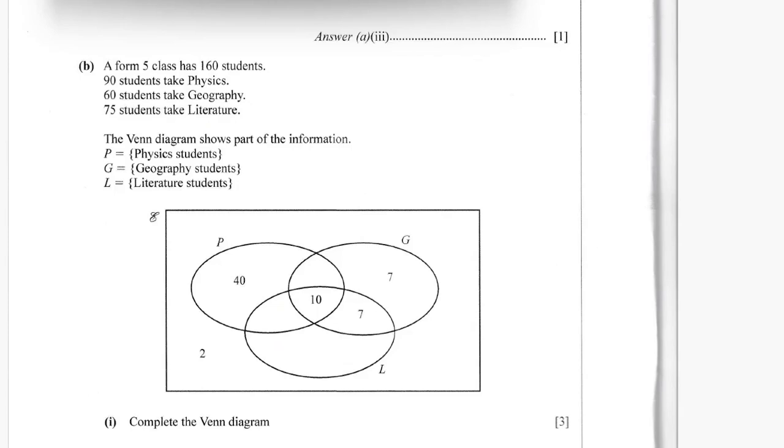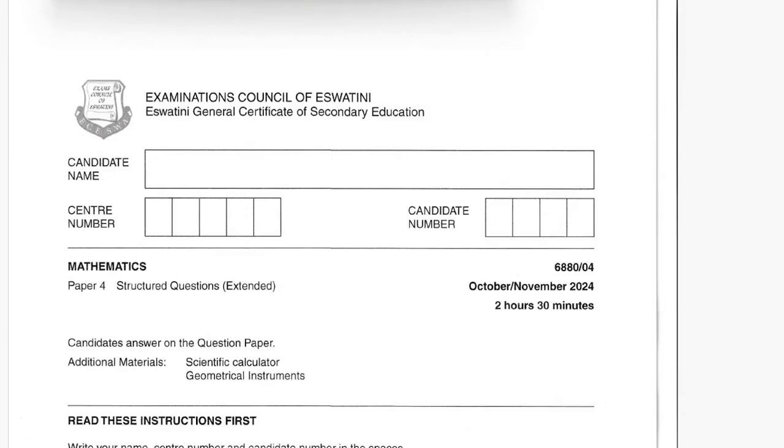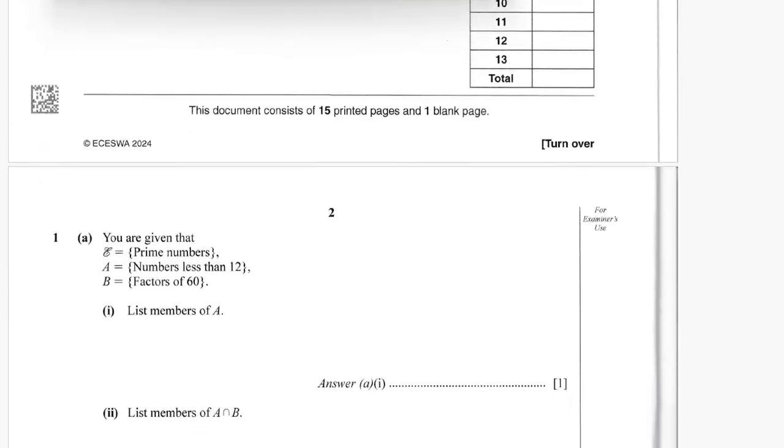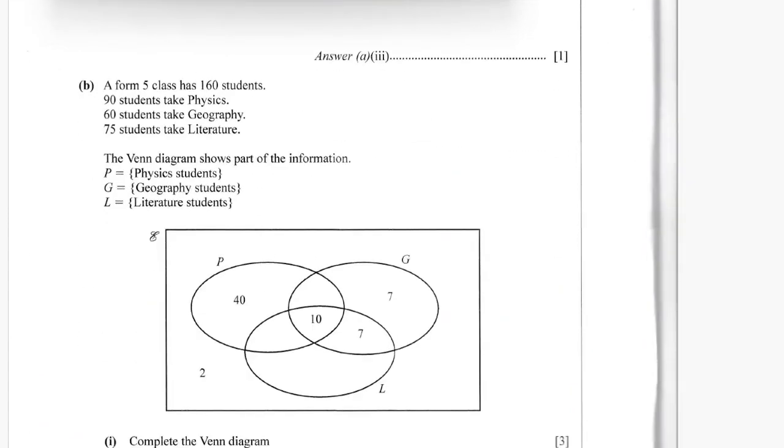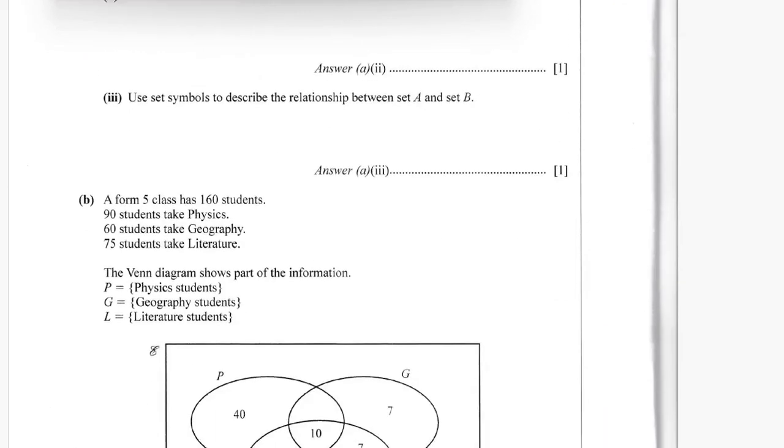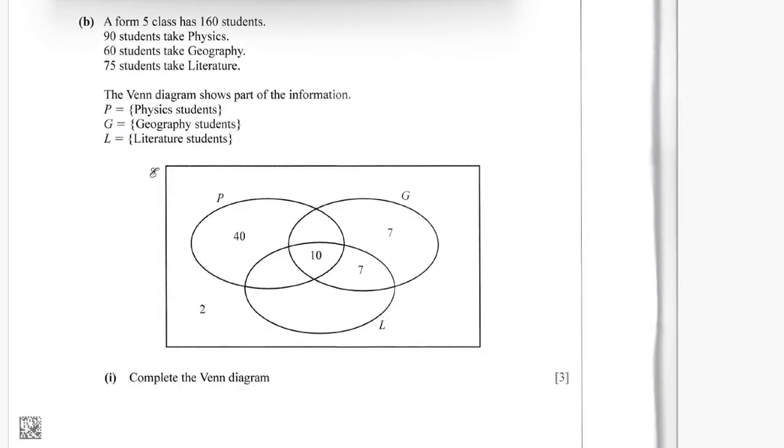This is an extract, or rather a question, from the EGCSE Mathematics Paper 4 Extended last year final examination, and this is question number 1B, whereby you are required to complete a Venn diagram given information.